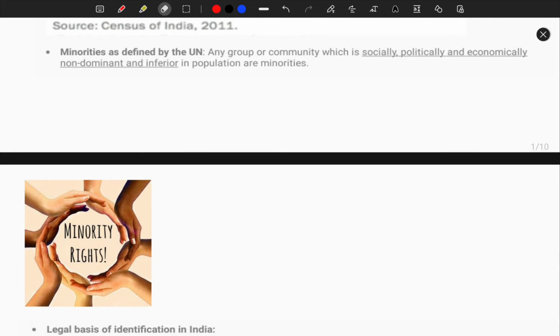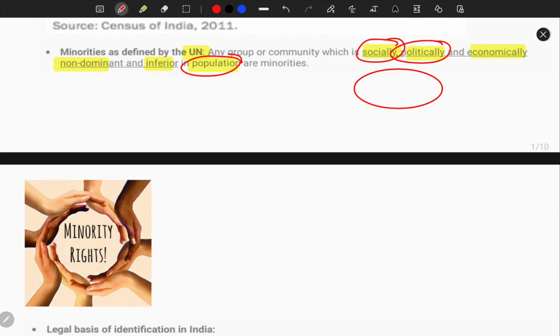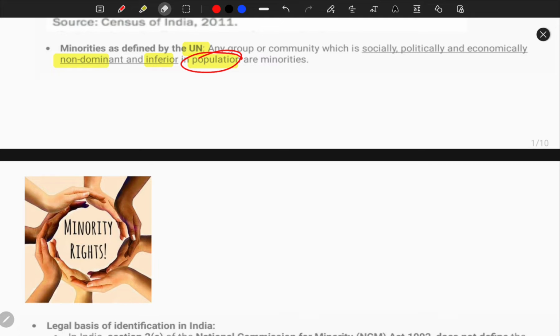Now who are minorities? The UN has already defined minorities as socially, politically and economically non-dominant and inferior in population. If you consider a region or particular area, those people who are lesser in number, inferior in population, and economically non-dominant are to be considered minorities. This is particularly defined by the UN.